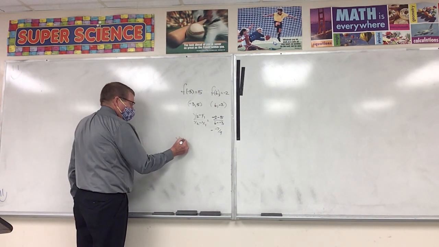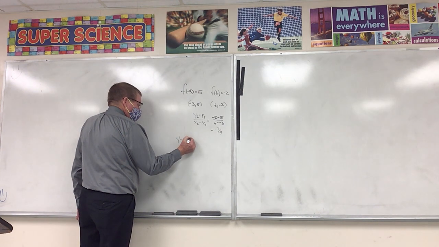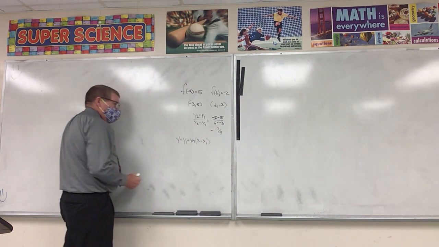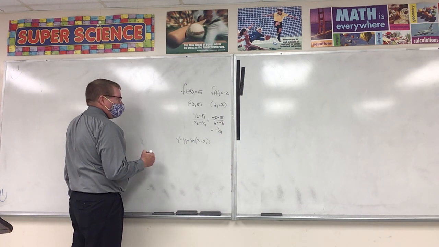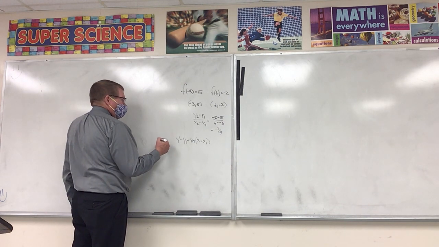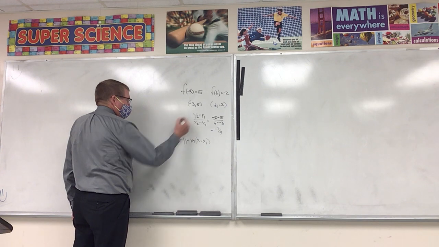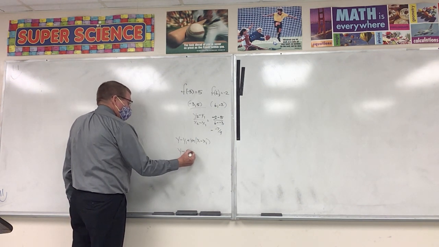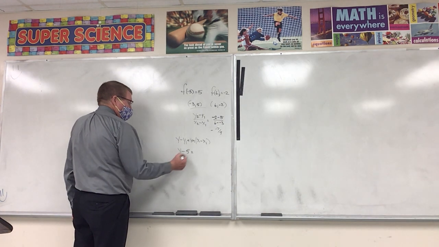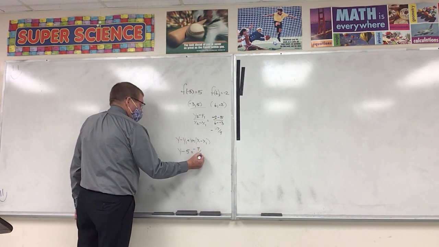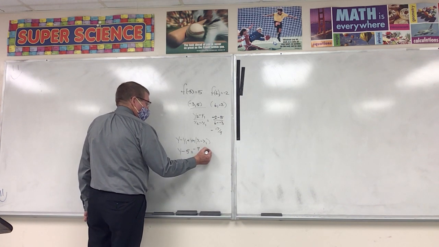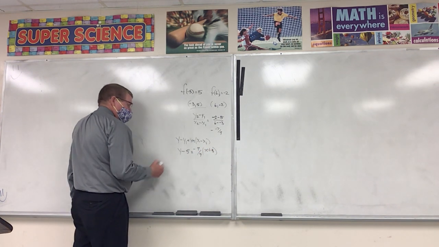What's my point slope form? y minus y1 equals m times x minus x1. So what point will I use? Which one do I want to use? Negative 3 and 5. So it's y minus 5 equals negative 7 over 9 times x plus 3. Simplify.